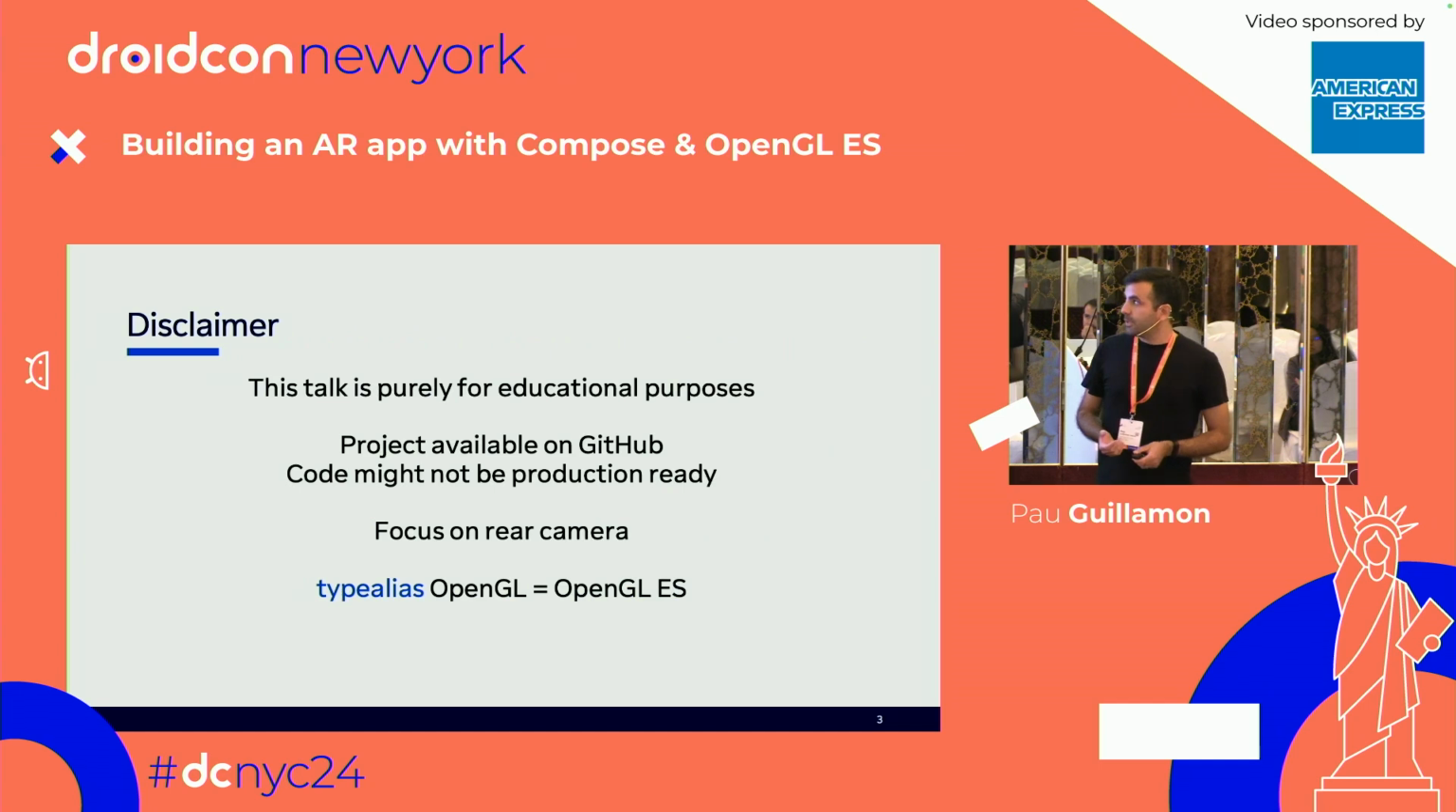Quick disclaimer before we start. This talk is purely for educational purposes, so I'm not here to sell you any type of rendering engine or specific framework. Everything I'm gonna say are concepts of purely OpenGL. Then I have prepared a sample project. It's available on GitHub. I will show the link at the end. Feel free to take that code in your application. Just be aware that code might not be production ready, so test it beforehand.